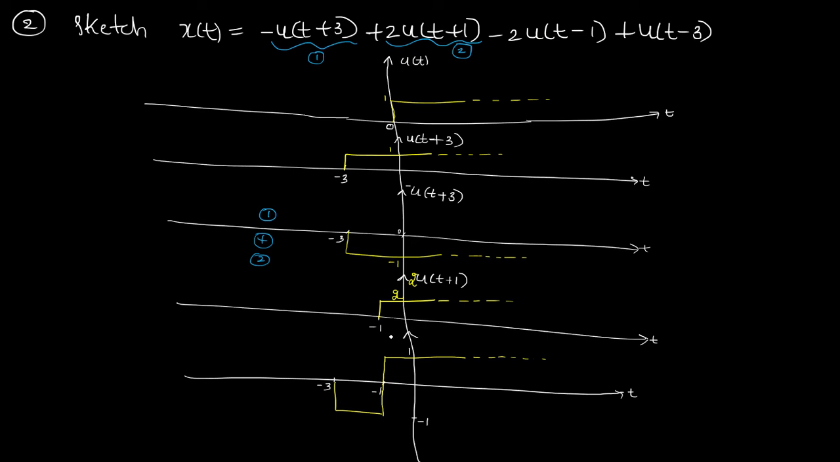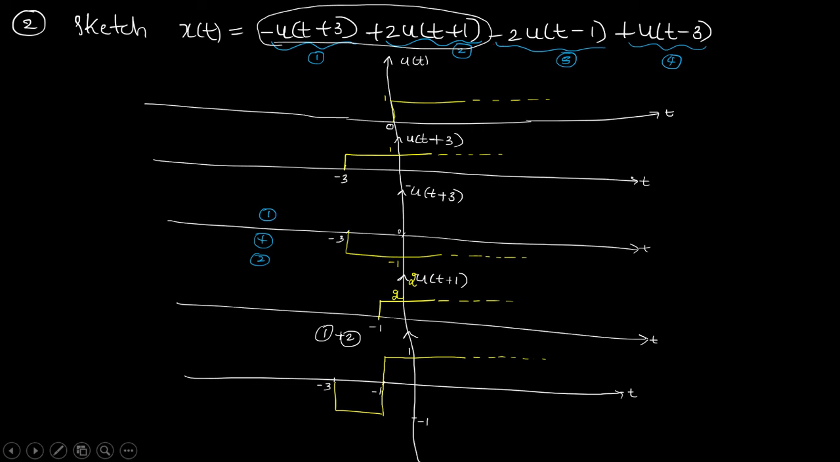So this is the signal I got from 1 plus 2. What is 1 plus 2? This one. 1 plus 2 is ready. Now let me call this as signal 3 and let me call this as signal 4. Now let me sketch signal 3. Signal 3 is what?